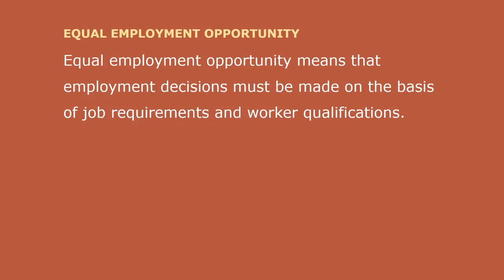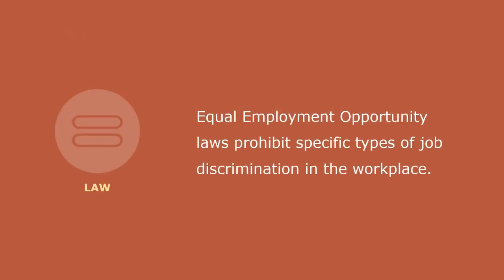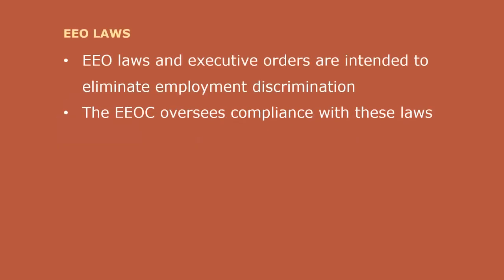Equal employment opportunity means that employment decisions must be made on the basis of job requirements and worker qualifications. To begin, let's focus primarily on regulations in the form of equal employment opportunity, or EEO, laws and other regulations related to fair treatment of employees. Equal employment opportunity laws prohibit specific types of job discrimination in the workplace. EEO laws and executive orders are intended to eliminate employment discrimination. The EEOC oversees compliance with these laws.